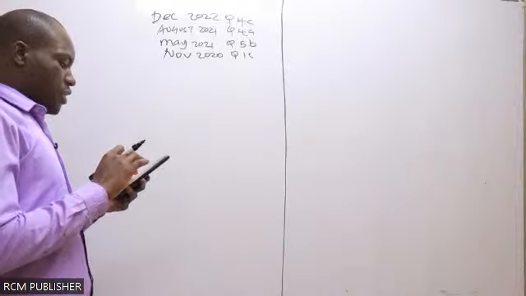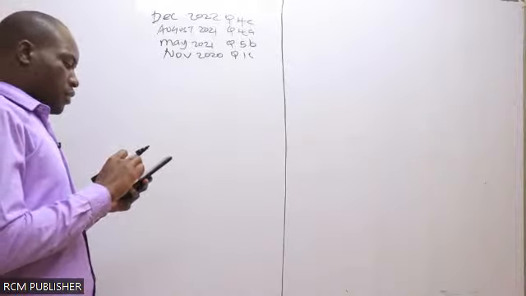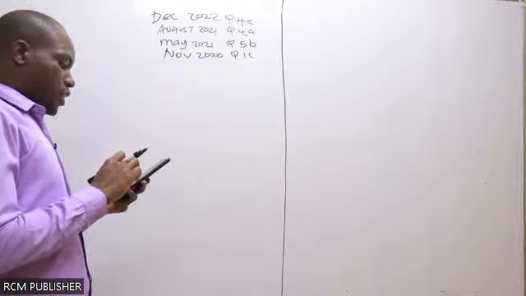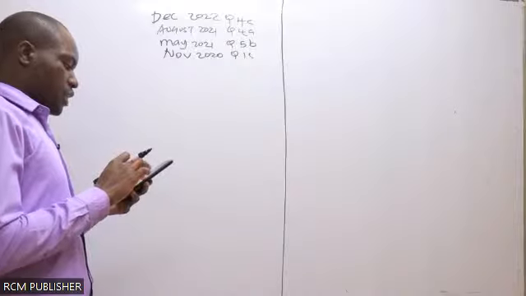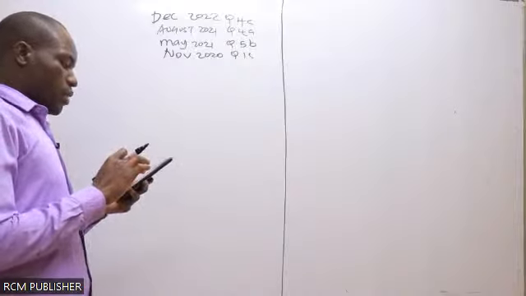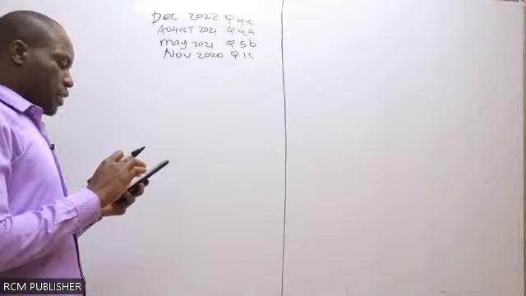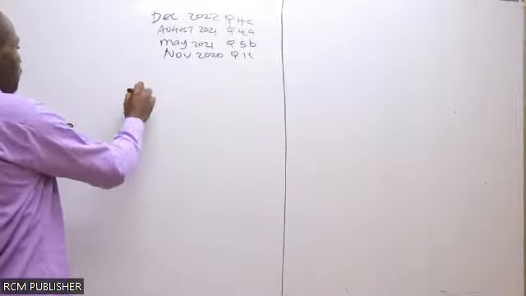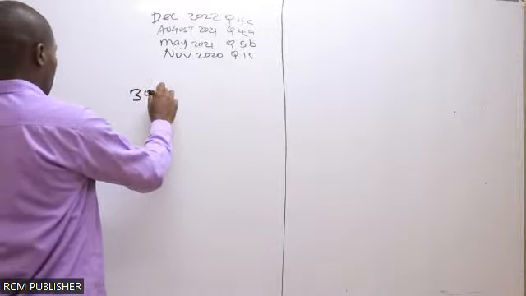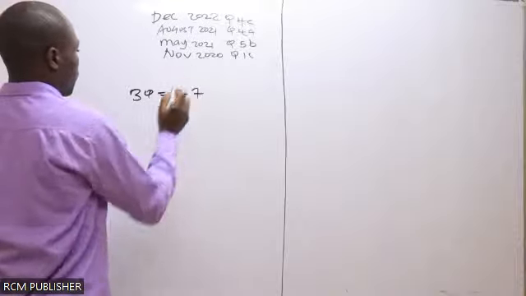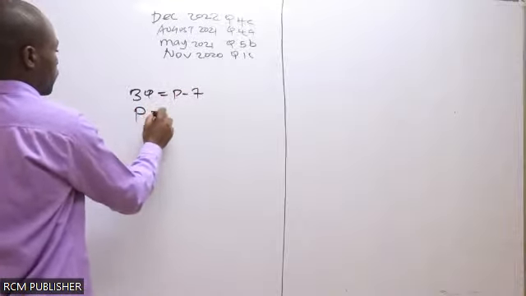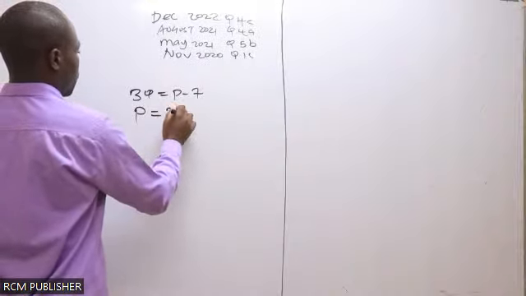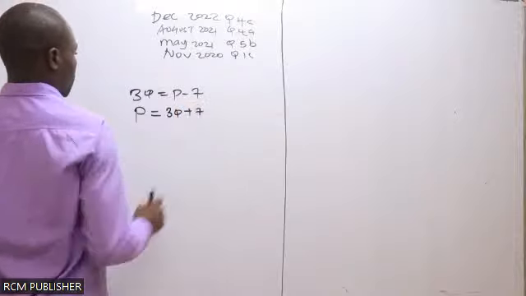whereby you are given the demand function, quantity. So you must first of all make either Q the subject of the formula or P. That P will represent the price. And then you have 3Q is equal to P minus 7. And then we said we make P the subject of the formula. It is going to be 3Q plus 7.